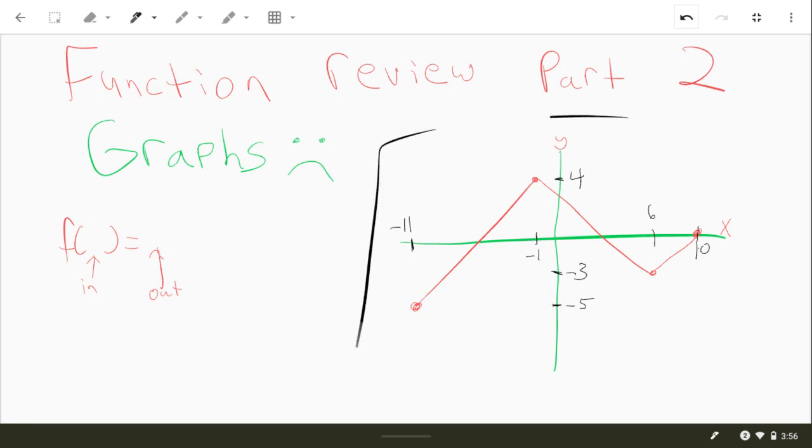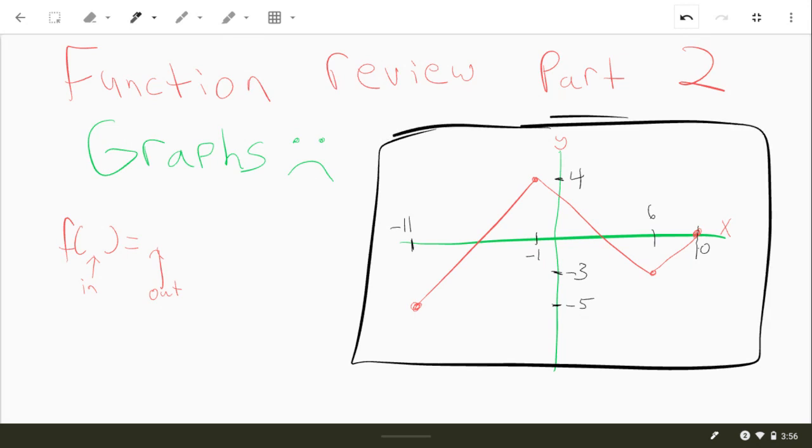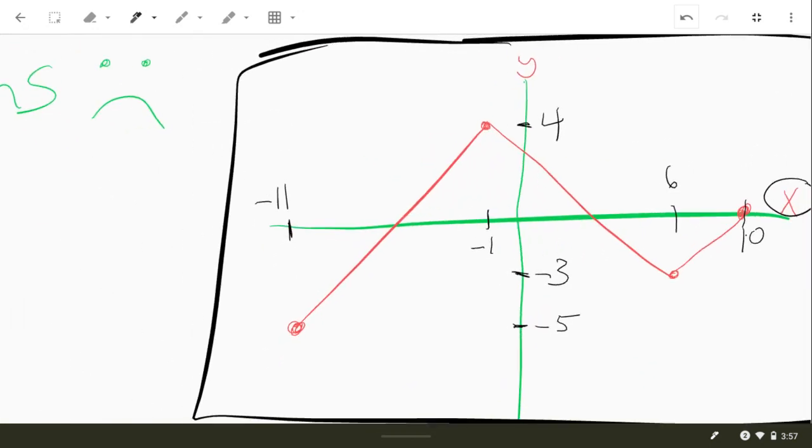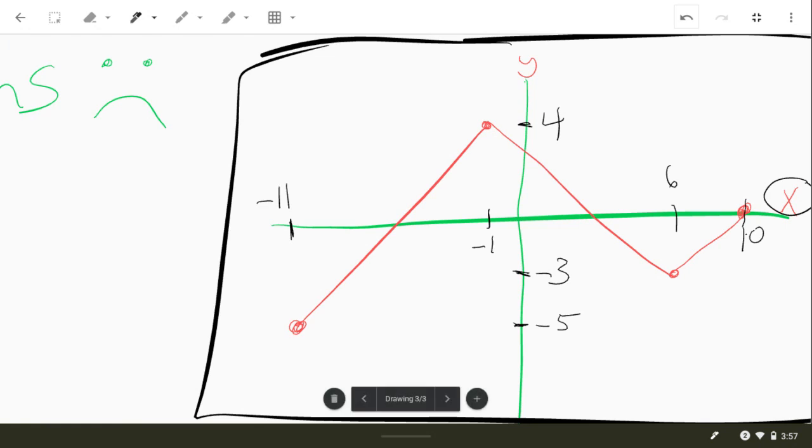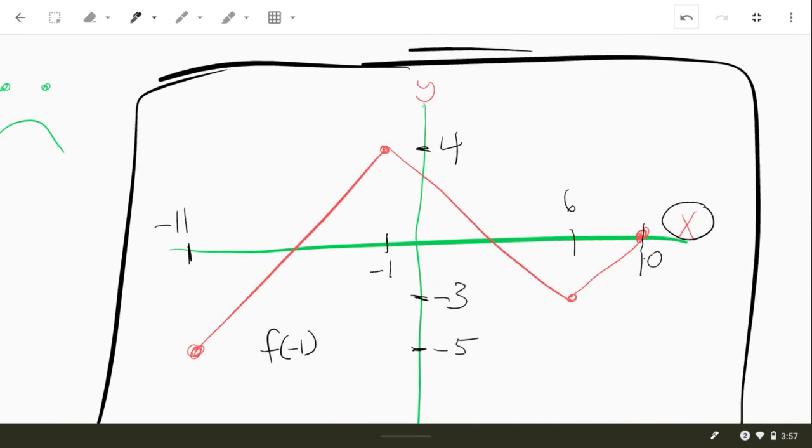So this graph right here represents a function because it's going to take an input, which are the x values. So like this x value right here. And whatever the y value is that's associated with that is our answer. That is our output. So for instance, let's say we wanted to plug in -1 for x. All right, x is how far they are left and right. So x equal -1 is right here.